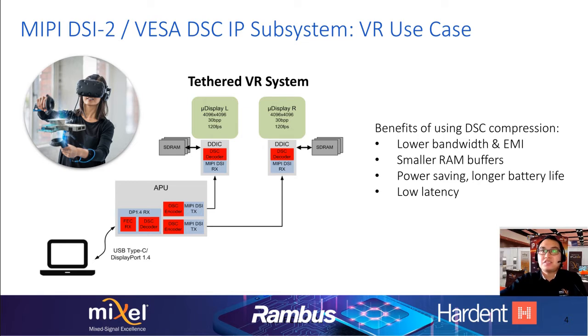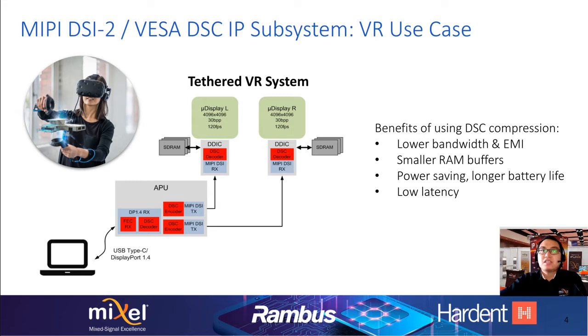The use of VESA DSC compression technology for this type of application allows you to reduce the required DSI bandwidth by up to 3.75 times for 10-bit HDR content and/or enable higher resolutions and frame rates. All this while preserving visually lossless picture quality.